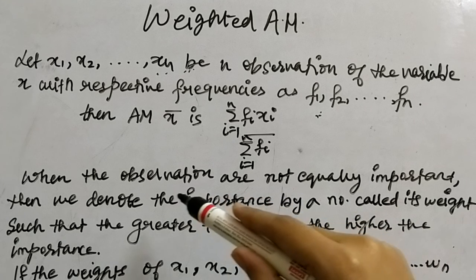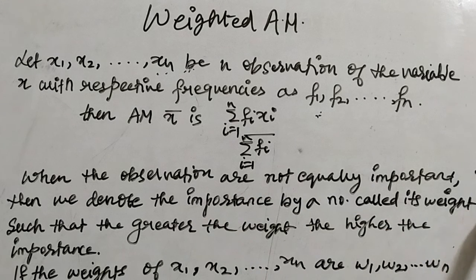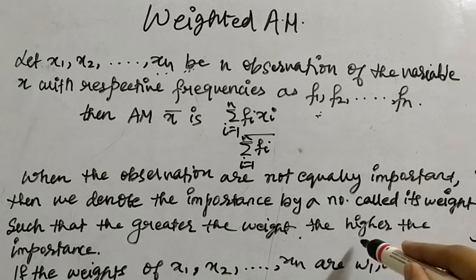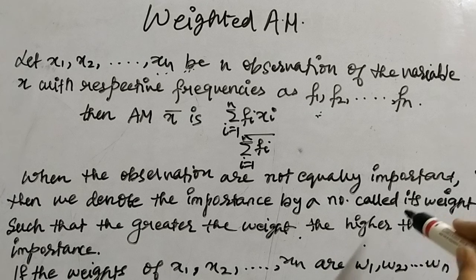Okay, so I have stated the reason why it's important: as each observation doesn't have equal importance in the data, that's why we use weights. Weights are just numbers denoting the importance of each observation. Okay, so here comes the mathematical method.